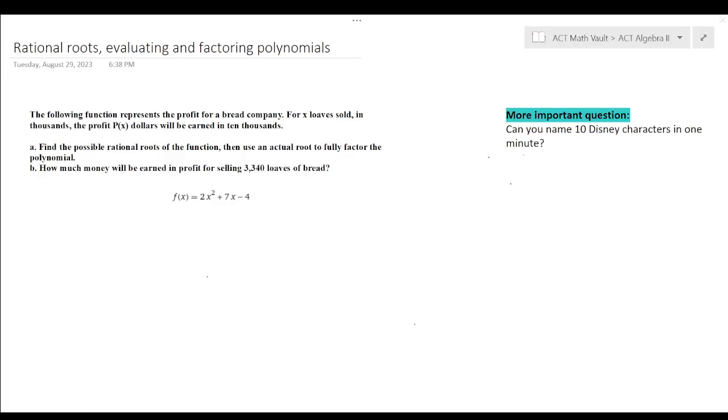Hi everyone, in this video I want to talk about rational roots, evaluating and factoring polynomials. Here's the large problem that we'll work on, and to make sure we don't take ourselves too seriously, let's think about the fun question. Can you name 10 Disney characters in 1 minute?